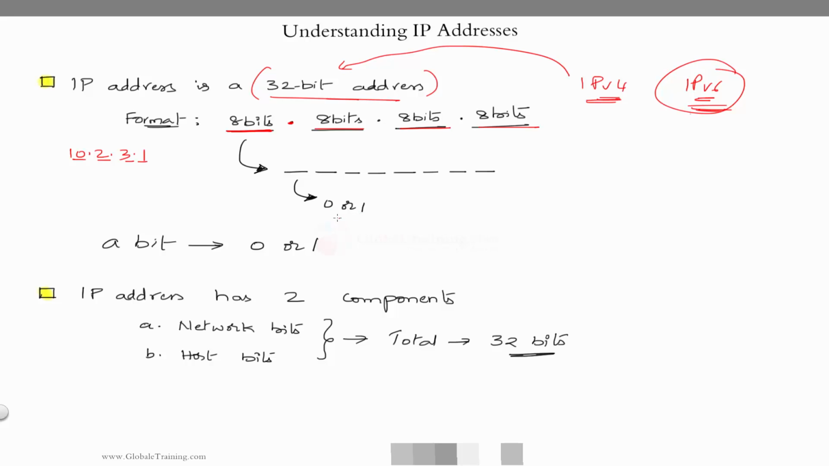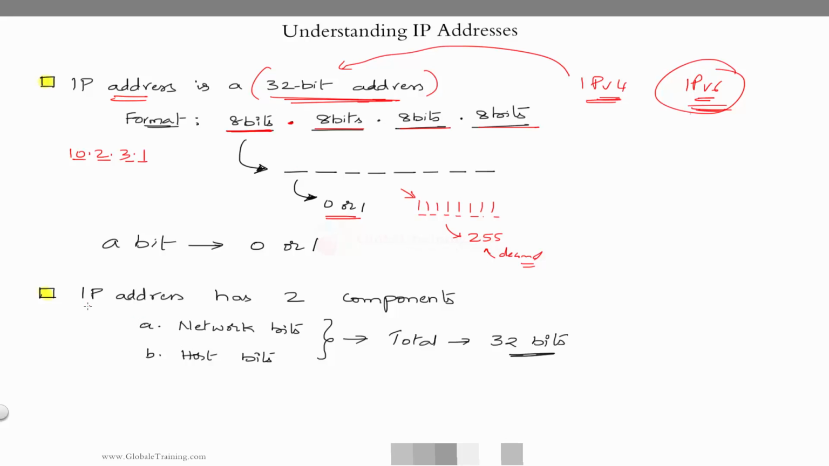Just a quick thing, a bit is either 0 or 1. So when you have 8 bits, each bit could have what? 0 or 1. Now if you have all ones, then it would be 1, 2, 3, 4, 5, 6, 7, 8. 8 ones. That's a binary representation, and this is equivalent to 255 in decimal. So IP addresses version 4 are primarily 32-bit addresses.